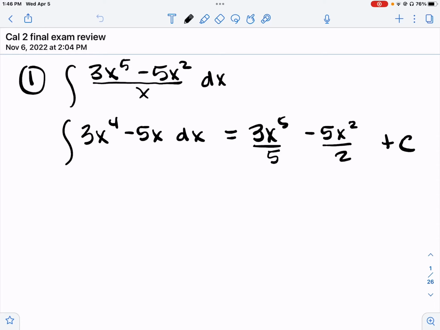Number 1, 3x to the 5th minus 5x squared over x. First, we're going to divide. So 3x to the 5th divided by x is 3x to the 4th. 5x squared over x is 5x. Okay, this is our basic rule. Add 1: 3x to the 5 over 5, minus 5x squared over 2, plus c.